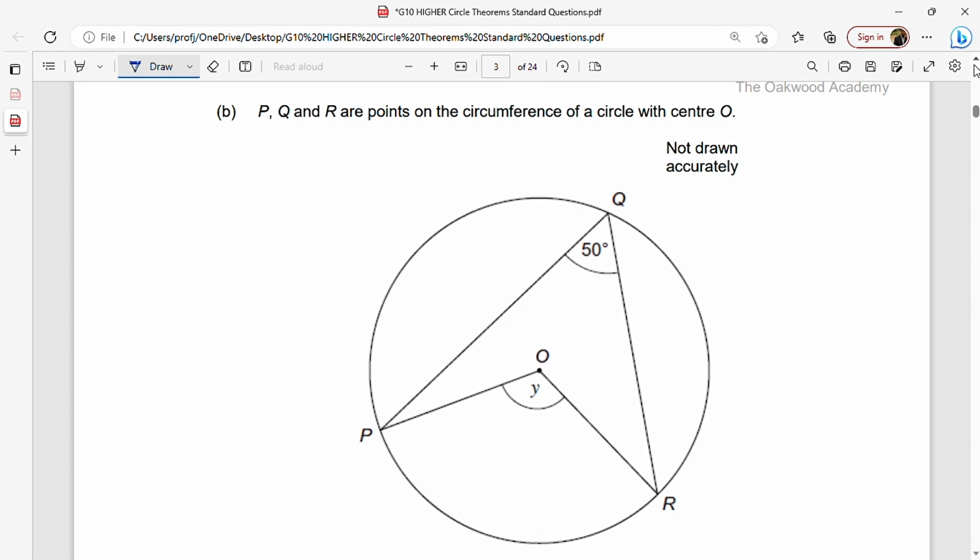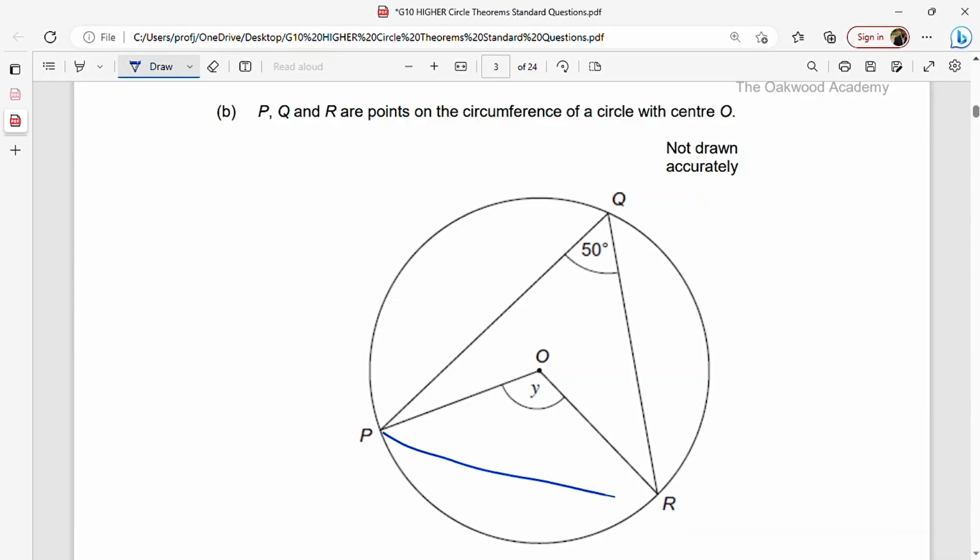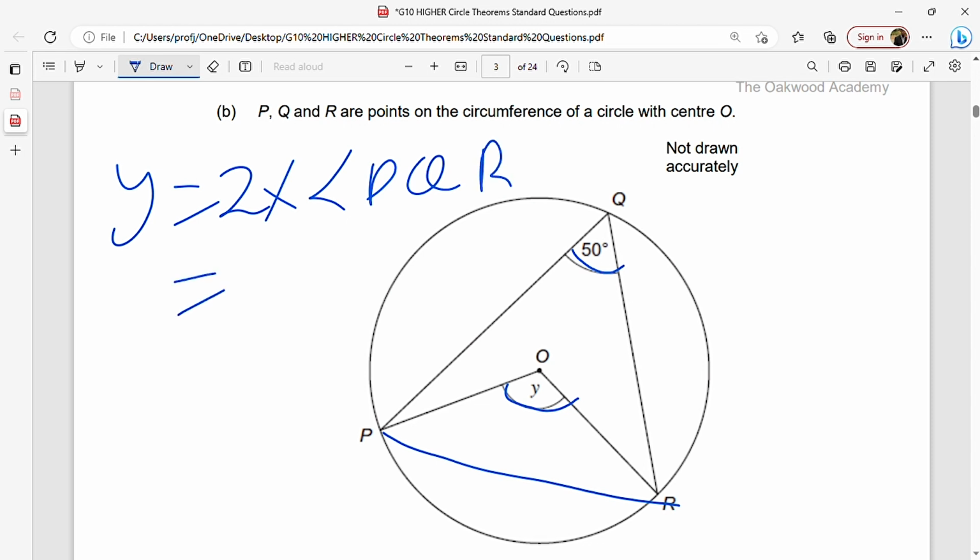Remember that one of the theorems of circle geometry states that the angle at the center is twice the angle at the circumference. If you look at this now, when we join P and R together, it means that this angle Y is 2 times angle Q. That is, Y is equal to 2 times angle PQR, and that's 2 times 50, which is equal to 100 degrees. The reason for this is that the angle at the center is 2 times the angle on the circumference. We move on to the next question here.